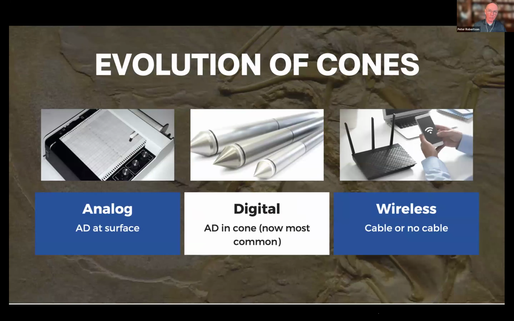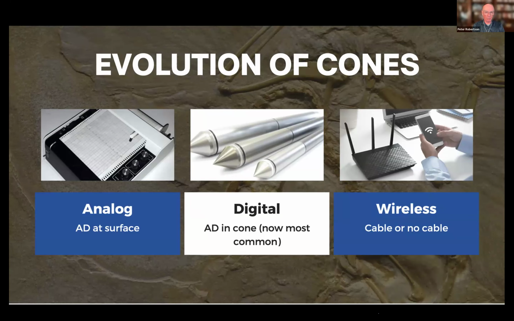So the evolution of the cones: in the early days, when I first started cone testing, it was analog data and it went to a chart recorder. So the data was processed onto a piece of paper. And then when you needed to make calculations, you had to process it by hand, which was very time consuming. And then we started to digitize the charts, but it was very time consuming to digitize. And then in the late 90s and early 2000s, the cones went digital.